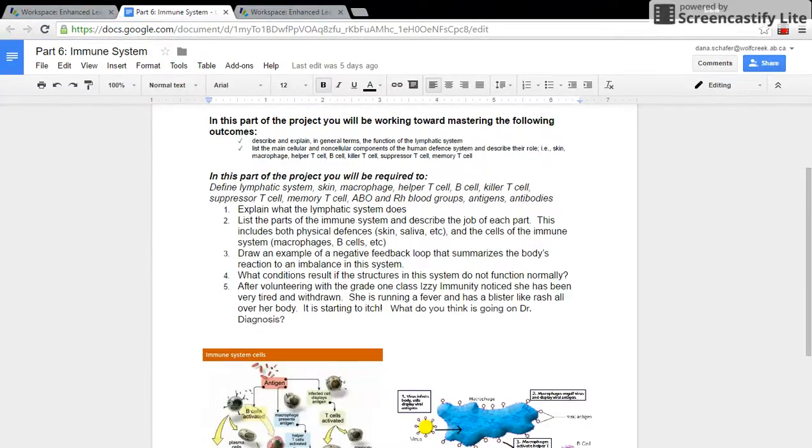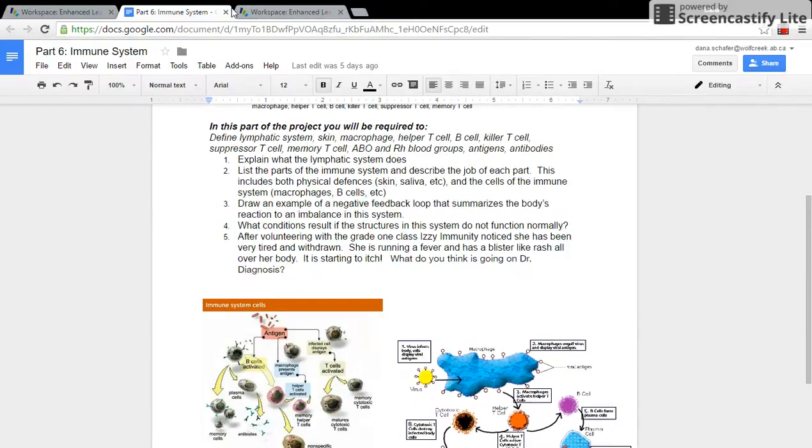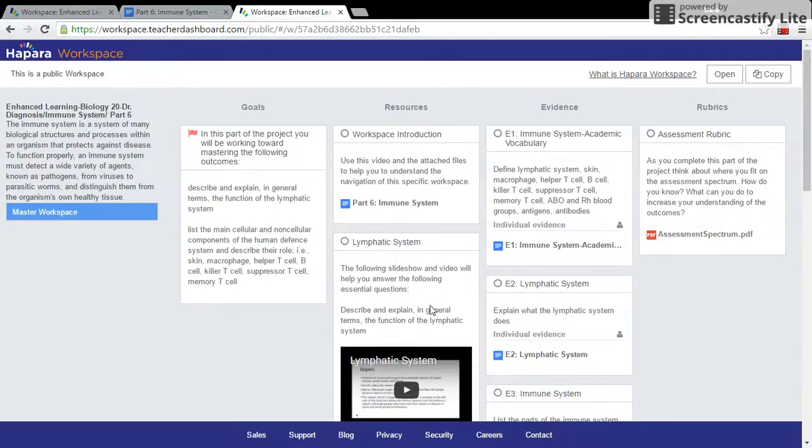You have a copy of this. There's a few words that you probably want to get to know, and then about 5 pieces of evidence. Lots of information online about the immune system, lots of fun cartoons, lots of fun information about the steps of what's happening in the immune system. So make sure you're checking those sources out.